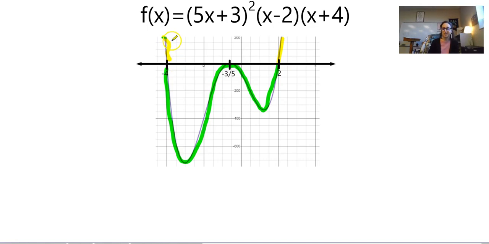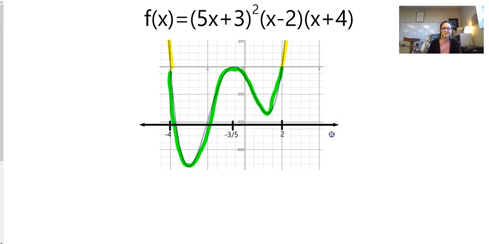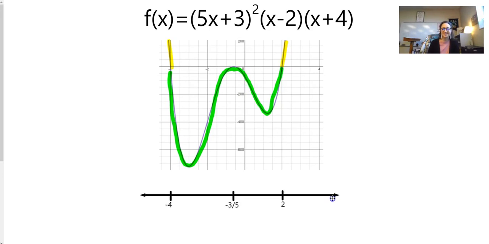So my function went from above the x-axis to below to above. So the y values, the function went positive, negative, positive. So yellow, green, yellow. So oftentimes we will make a number line to represent this. So I'm going to grab this number line here and force pause on your screen. Can you make a number line for me with just those three values that we got for the x-intercepts?